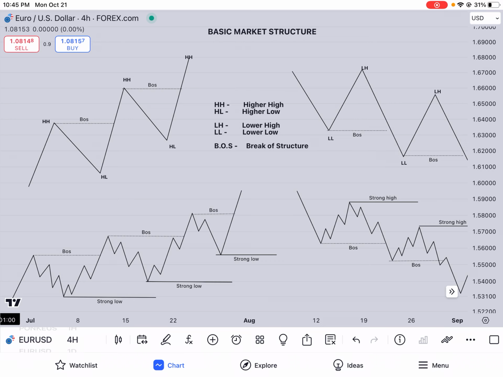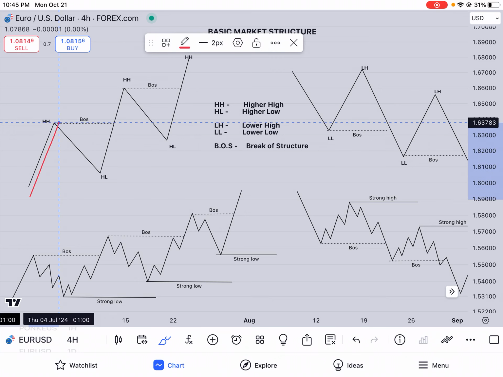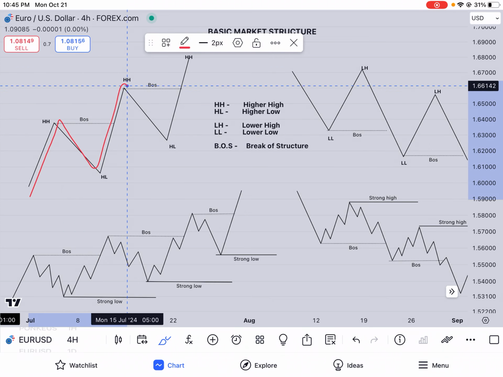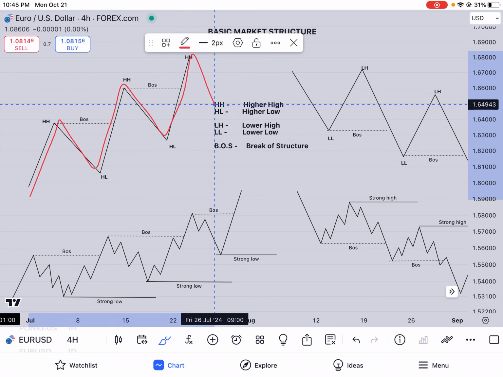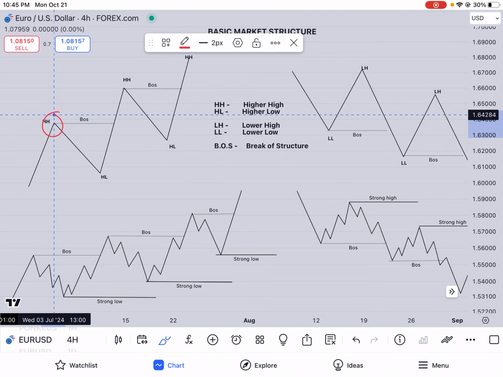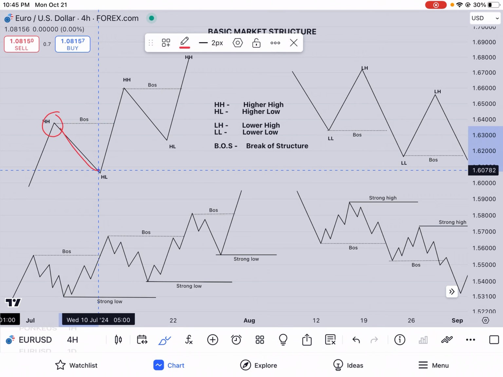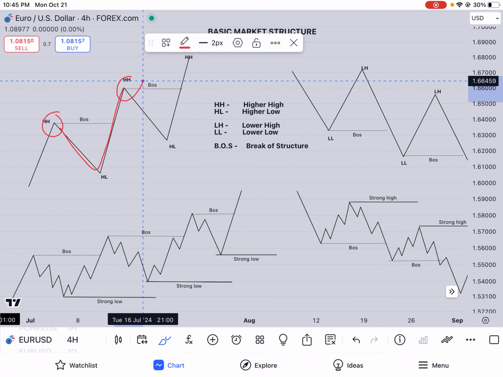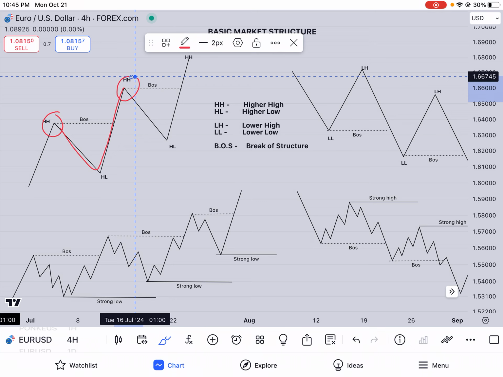Alright, please watch. Basic market structure will tell you that a market will eventually be creating a higher high and higher low, higher high, higher low, higher high, higher low. For those of you that are still new to Forex, whenever the market makes a higher high and then comes back down and makes another high that is higher than that previous high, that's how we call it a higher high. It means that it's higher than the previous high.